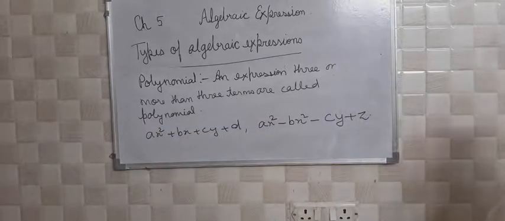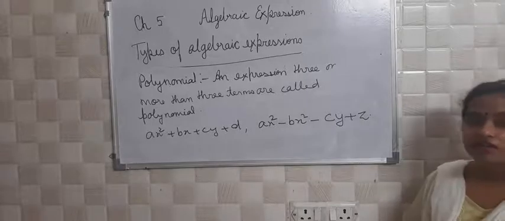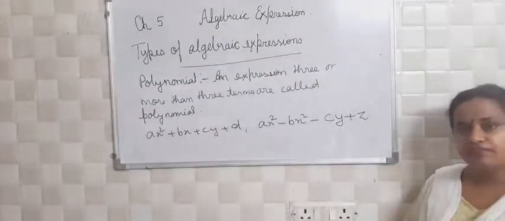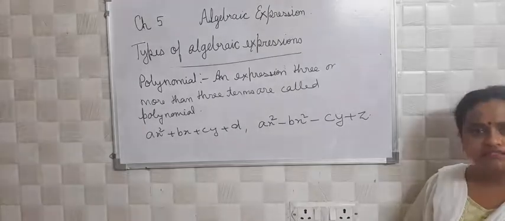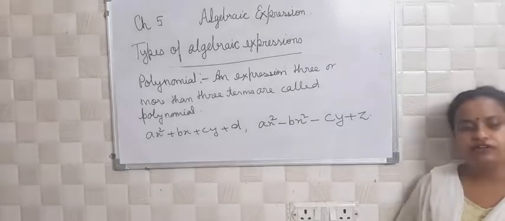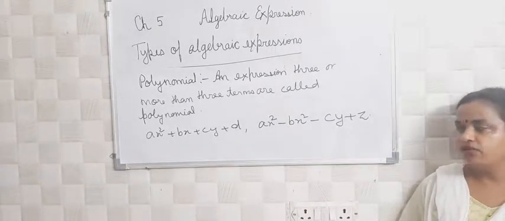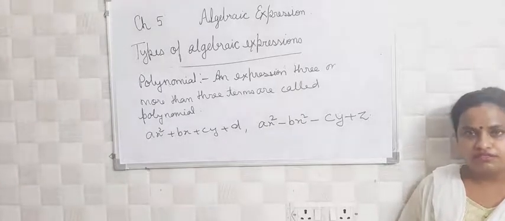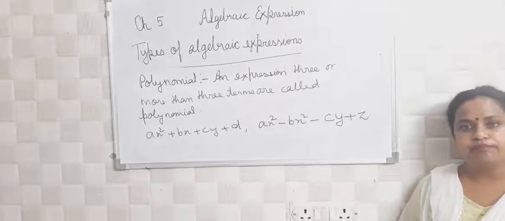Now, what we have talked about polynomial: an expression having 3 or more than 3 terms, then we say it as polynomial. Poly means many. So here many means 3, 4, 5, whatever counting you will take, that always comes in polynomial. In short, a polynomial has a number of terms which can be more than 3.